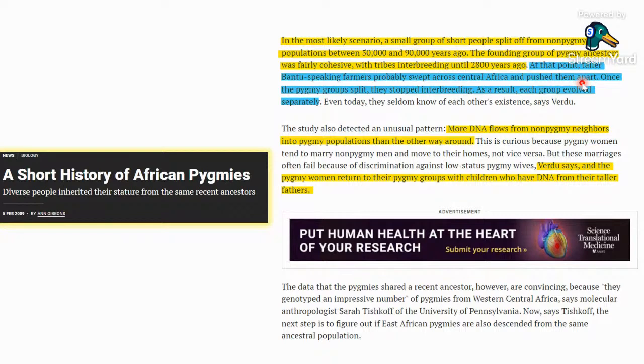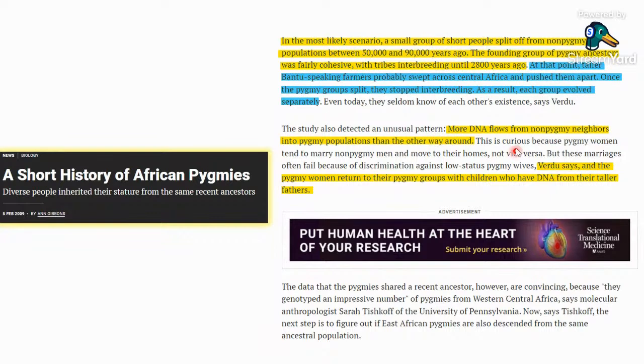Once the Pygmy group split, they stopped interbreeding. As a result, each group evolved separately. Even today, they seldom know of each other's existence, says Verdu. The study also detects an unusual pattern. More DNA flows from non-pygmy neighbors into pygmy populations than the other way around.